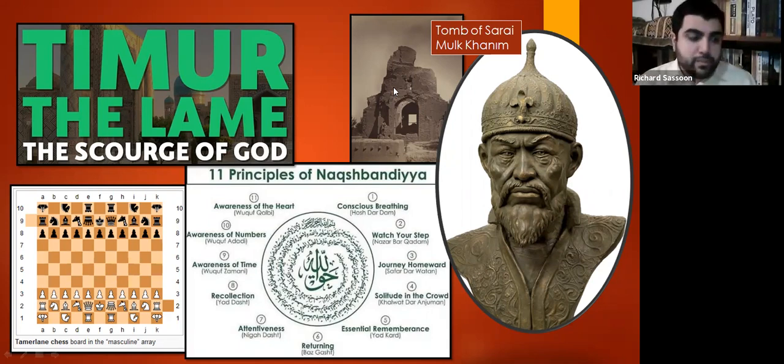And Naqshbandiyya is one of the tariqa or orders of Sufism. There are like 15 different Sufi orders that exist, and Naqshbandiyya was one of them. And Baha'u'ddin Naqshband, who was the founder of the movement, lived in Samarkand at the same time that Timur was beginning to rule there. And so Timur was very influenced by the Naqshbandi principles that Baha'u'ddin Naqshband put forward, which is why I have this here.